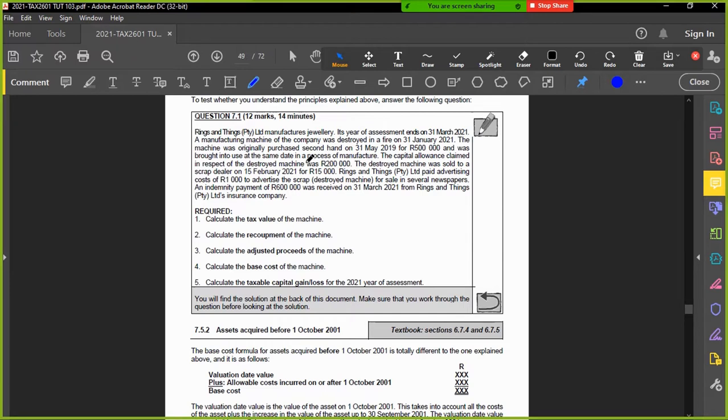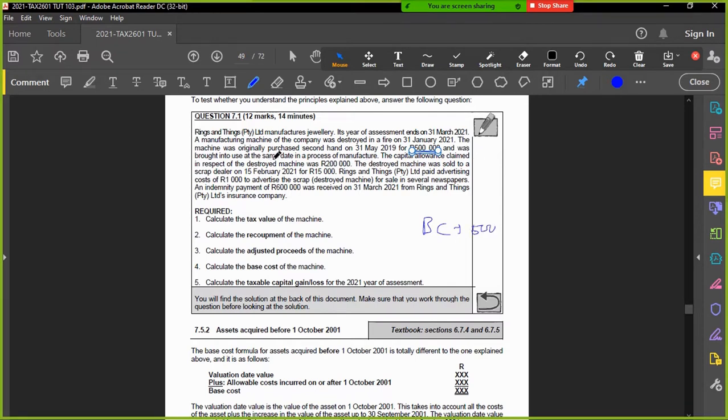The machine was originally purchased second hand, and that was 500,000. 500,000 was the purchase price of the asset. Do you agree? Yes. So let's think about this. If I'm buying the asset and the asset costs 500,000, the 500,000 is representing what? The cost price. Do you agree? That's the cost price when I bought the asset. Make sense? Yes.